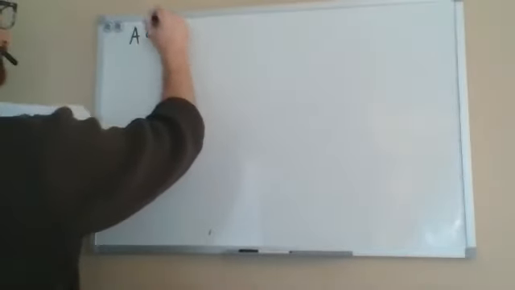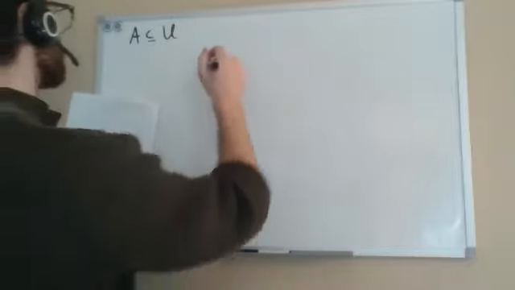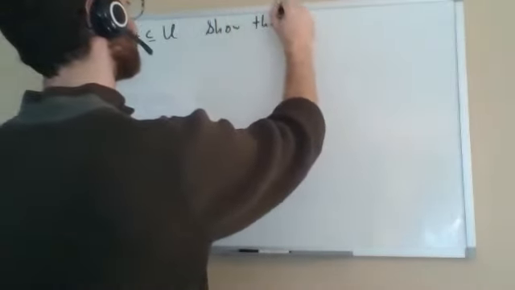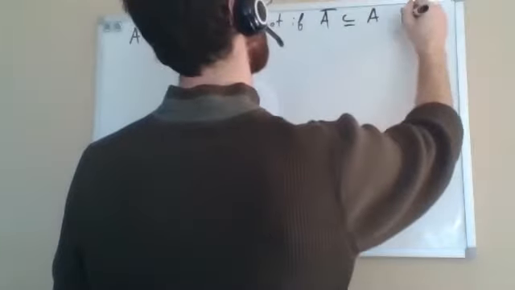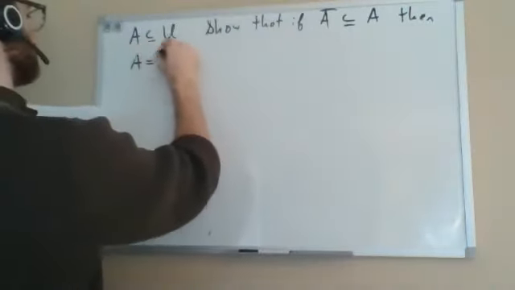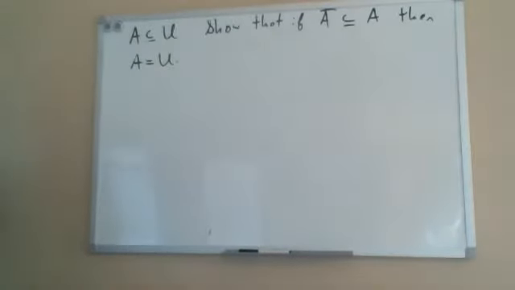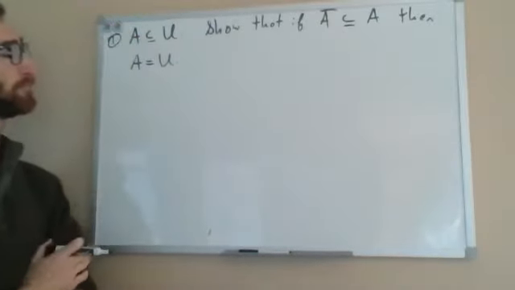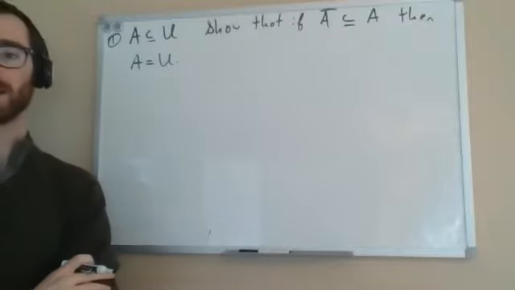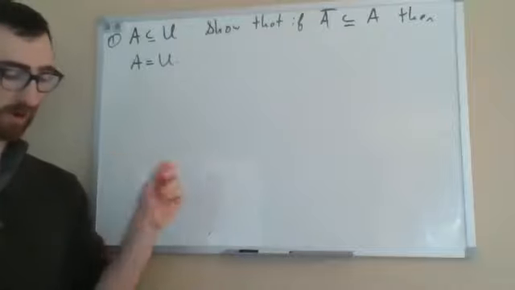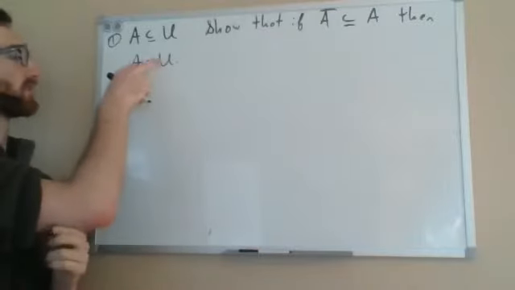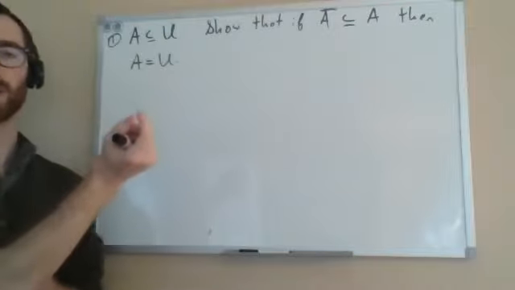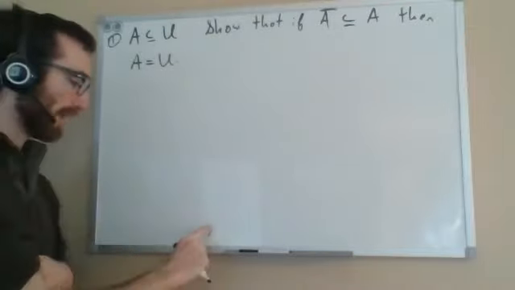We have A inside some universal set, U. Show that if A closure is contained inside A, then A is equal to U. So there are some slick proofs of this. For instance, there's one proof which says, assume for the sake of contradiction that A is not equal to U, and then you derive a pretty quick contradiction. I'll go over that proof because it's nice.